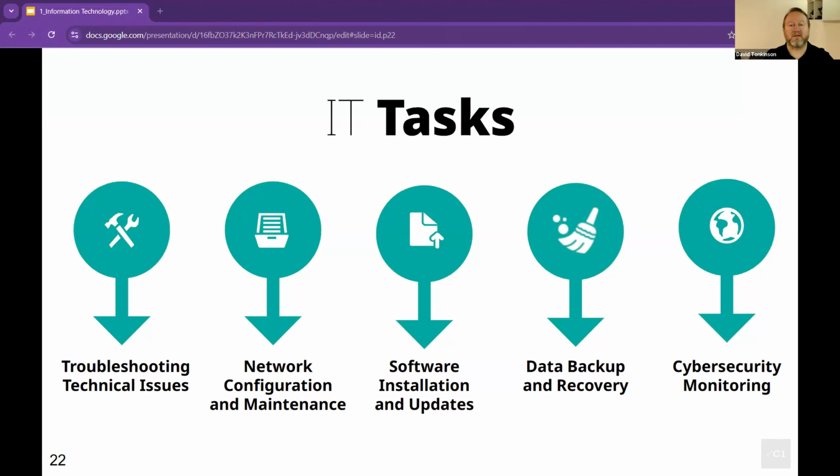Software installations and updates. Yes, if you work in a big company, there will be specific jobs and specific persons that are in charge of just doing software installations and updates. It's all about designing and making sure that the software is updated and relevant, but also that the software you're installing isn't going to break some other system.